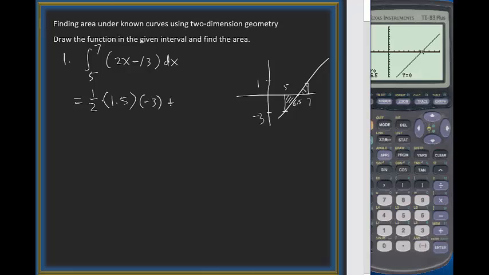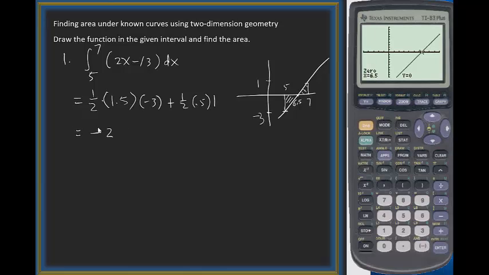And then plus, I need to take the top one. 6.5 to 7 is 0.5. So it's 1/2, base is 0.5, and then height is 1 unit. You can check in the graphing calculator also. So further simplification will give you negative 2. This is the net area, which is represented by this integral. I'm going to the second example.